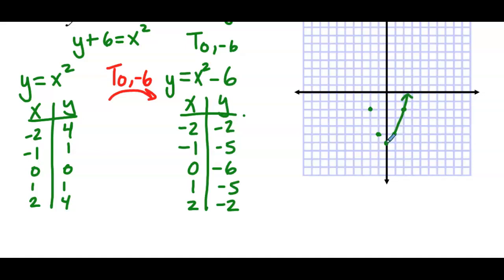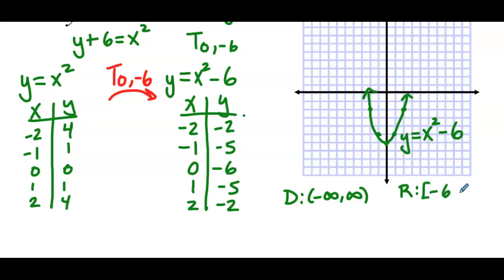And we can connect our points with a parabolic curve. So there we have the graph of y equals x squared minus 6. And we still see we have that vertex, we have symmetry. The domain of our function is all real, so negative infinity to infinity. The range, going from bottom to top, the lowest y value is negative 6, and it extends all the way up to positive infinity. So bracket negative 6 to infinity.